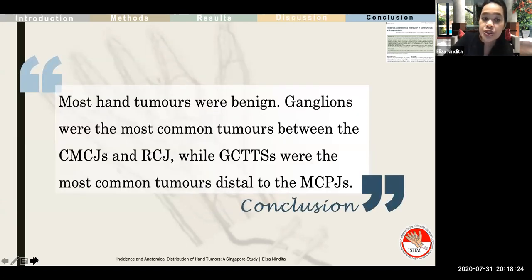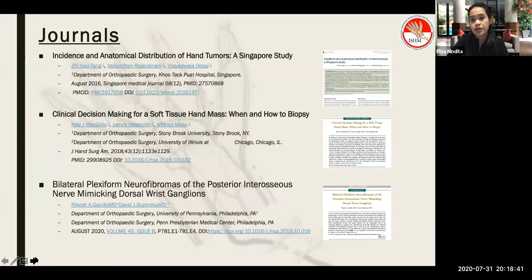So as a conclusion, most hand tumors were benign. The ganglions were the most common tumors between the CMCJs and the RCJ, while the giant cell tumor was the most common tumor distal to the MCPJs. That's for the first journal.